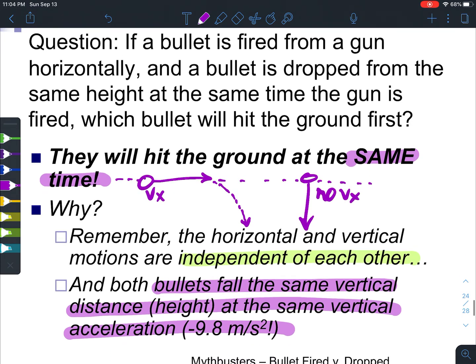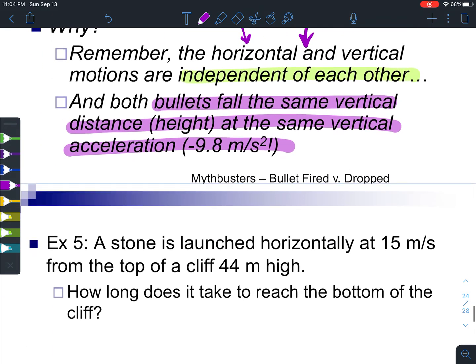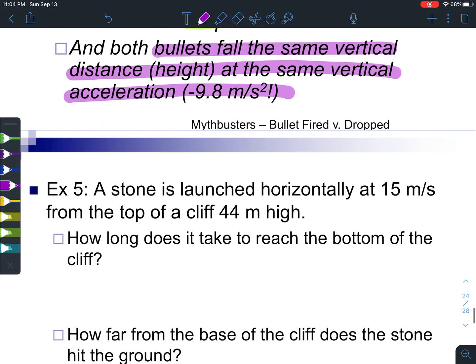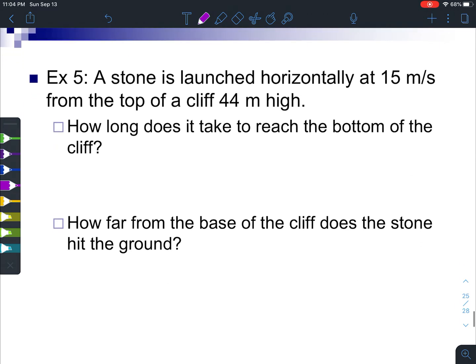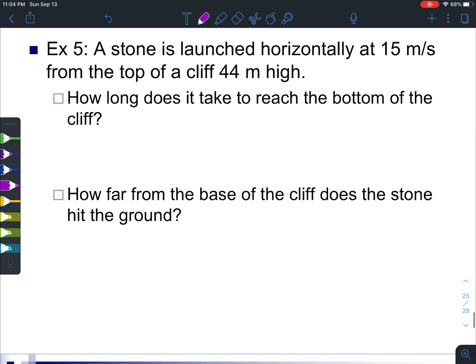There is actually a Mythbusters show where they tried this, because I know sometimes it's a little bit hard to believe. We watched it in class, but if you weren't able to be there with us, you might look it up on YouTube and see if you can find it. They shoot a bullet and they drop a bullet, and they do see that the physics textbooks are correct and they do hit at the same time, even in real life. Okay, so from there, let's go ahead and try to work some examples.